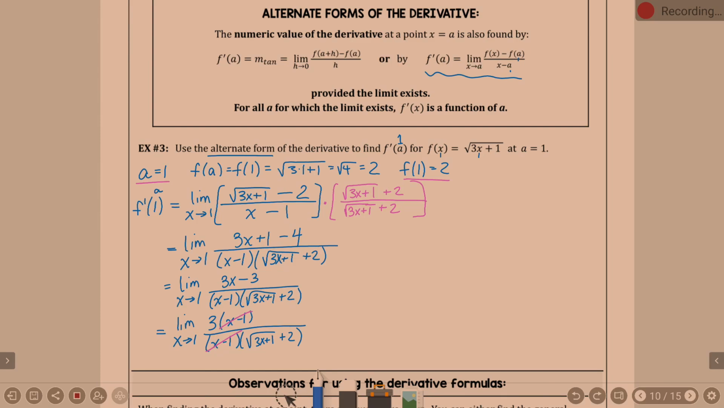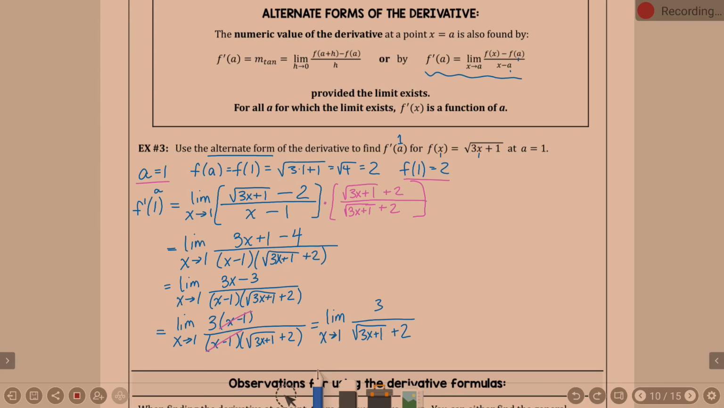So, I'm still writing the limit because I haven't taken the limit yet. The limit, as x approaches 1 of what's on top? 3. On bottom? Square root of 3x plus 1 plus 2? Well, I'm not going to get 0 over 0 now if I plug in. So might as well plug it in.